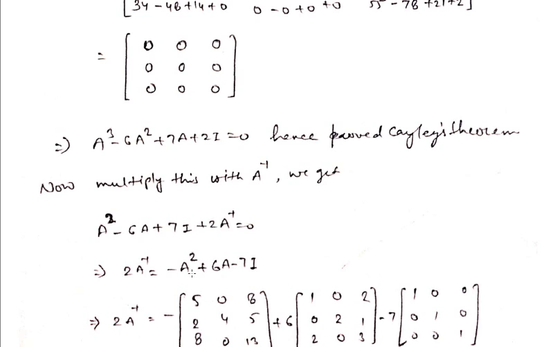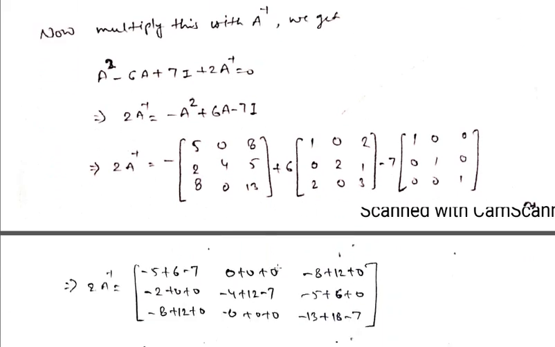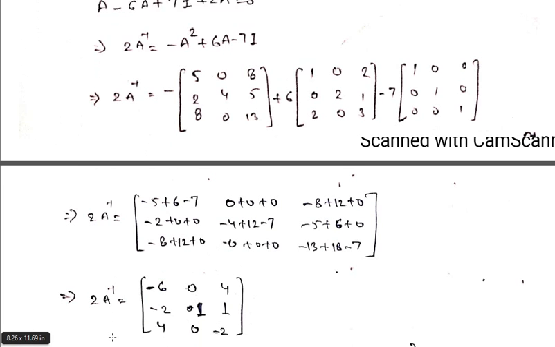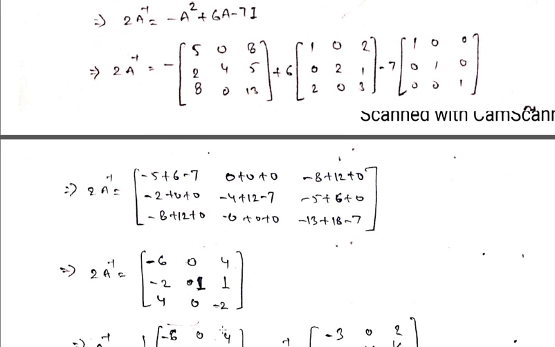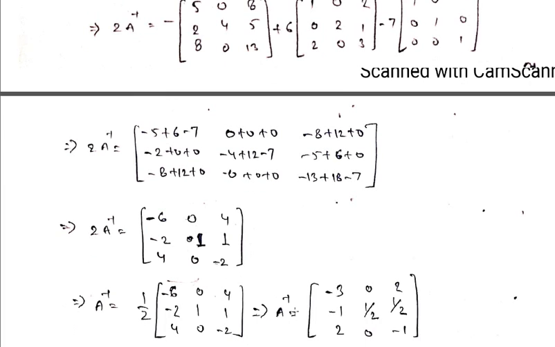Already we have calculated the value of A square, so we put in the right hand part the values of A square and the identity matrix, and after solving this expression we get 2A inverse equal to a matrix of 3 by 3 order with rows minus 6, 0, 4; minus 2, 1, 1; 4, 0, minus 2. And from here we get the value of A inverse equal to 3, 0, 2; minus 1, half, half; 2, 0, minus 1. So in this way we can obtain the value of A inverse with the help of Cayley's theorem. Thank you.